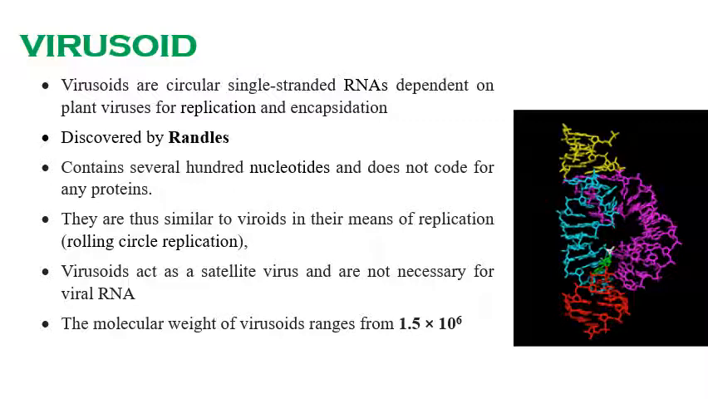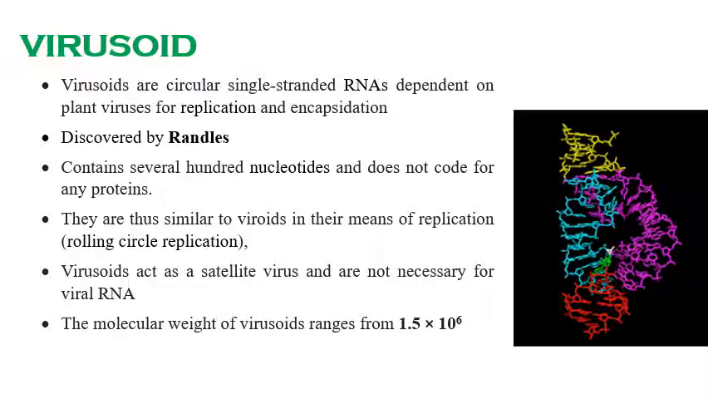It was first discovered by Randles, the scientist who discovered virusoids. This is the structure of a virusoid. It almost looks like a protein structure, maybe a malfunctioned or changed protein. It contains several hundred nucleotides. It also does not code any protein.